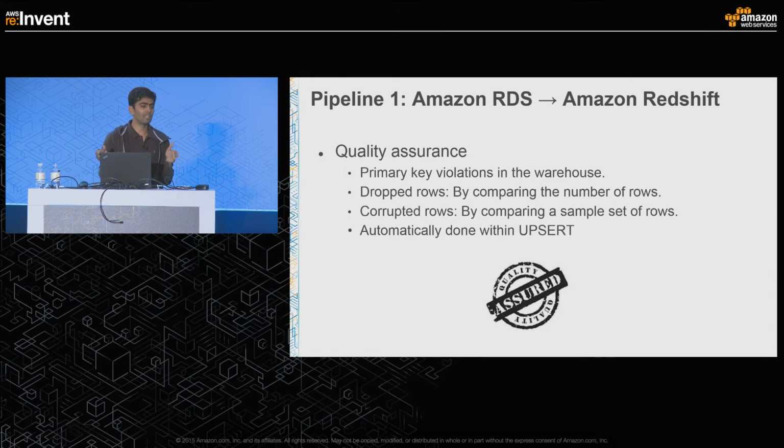Where things get slightly tricky is if you have multiple transformations. If you have transformations, you can write your own sanity check instead of using the default sanity check, which assumes that you're mirroring an RDS table into your Redshift. And all this is automatically done when you specify an upsert step.